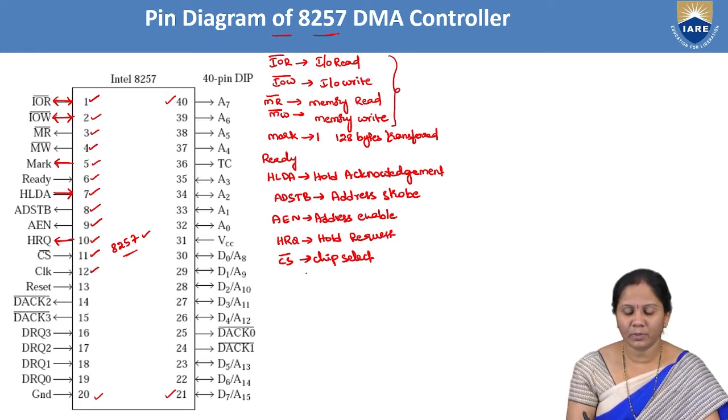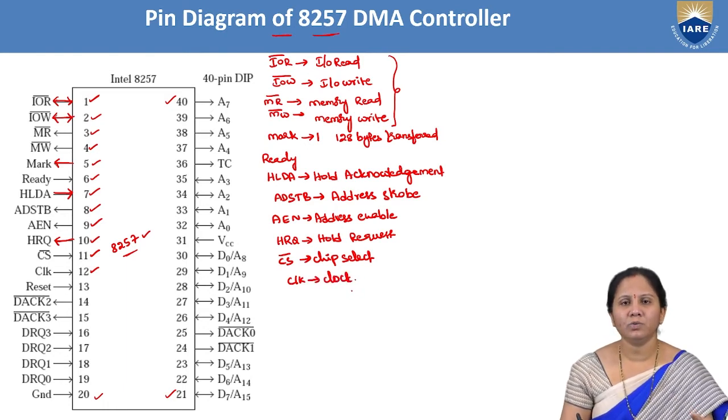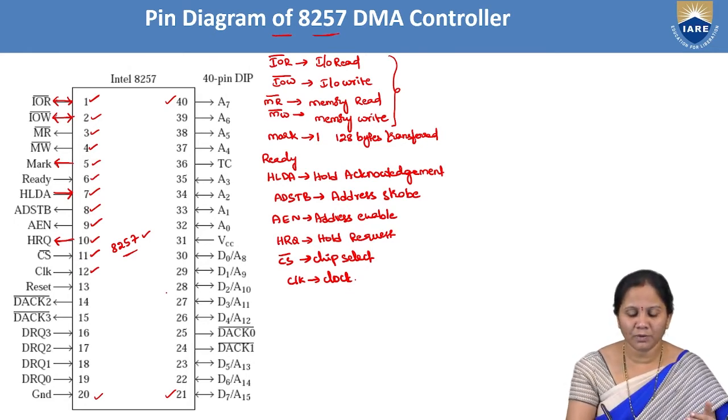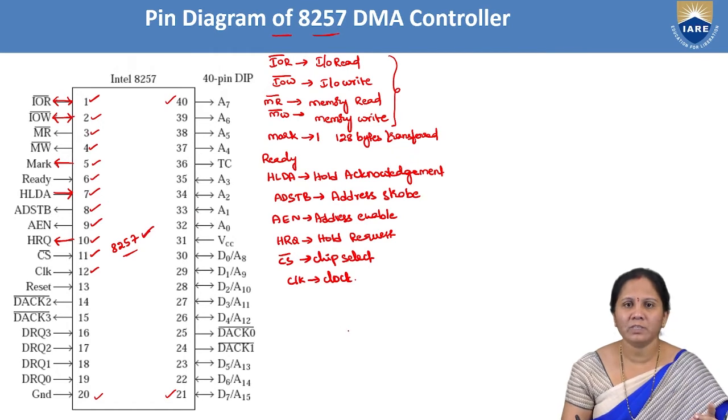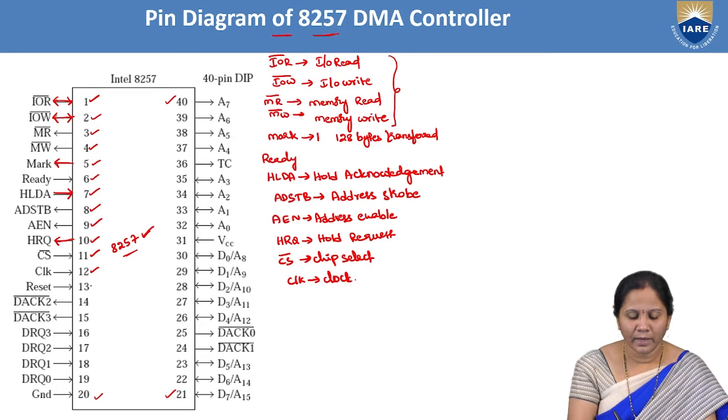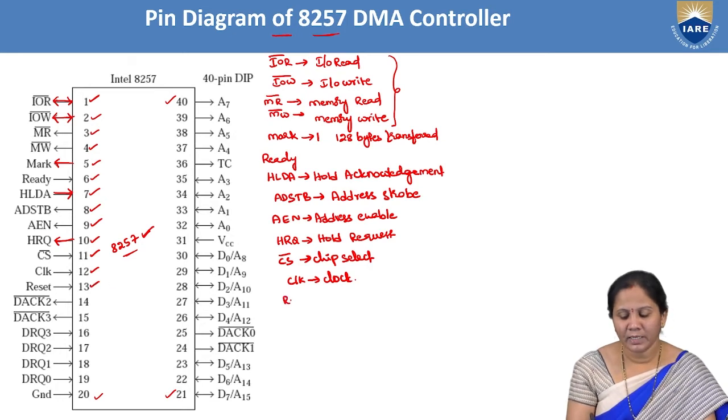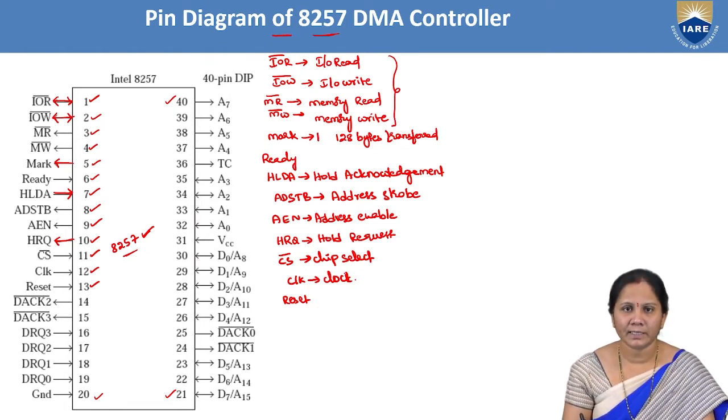And here the 12th one is the clock signal. Okay, so this clock signal is used for internal synchronization between all the blocks. The maximum clock frequency required for this 8257 DMA controller is 3 MHz. And the next, 13th one is reset. So if this signal is enabled, the internal registers present in this 8257 will get reset.